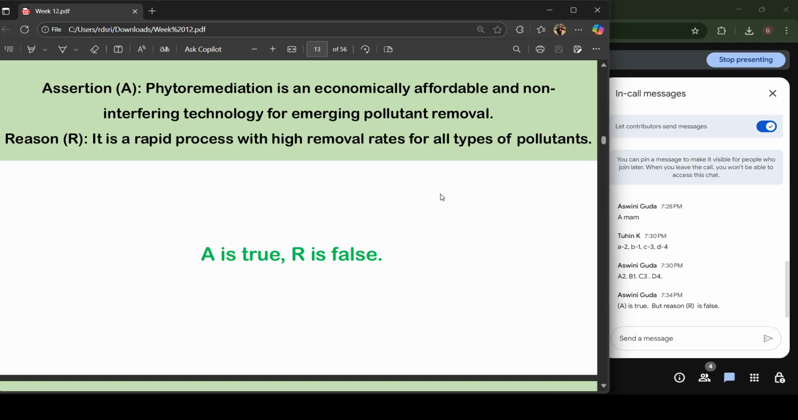The reason is it is a rapid process with high removal rates for all type of pollutants. That is false. We know that it takes its own time for a plant to grow and then carry out this remediation. So it is not a rapid process with high removal rate. It's a slow process, and the removal rate may be higher for certain type of pollutants, but certainly not for all pollutants. It is generally going to be a slower process.